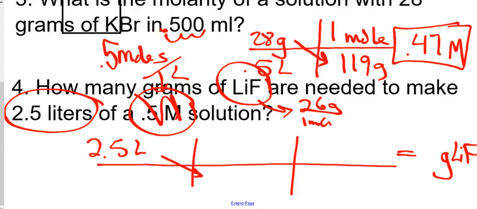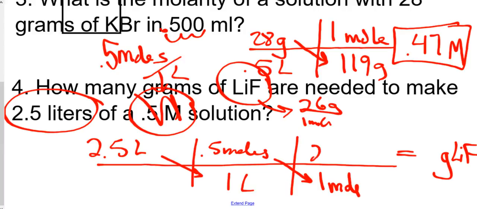What has to go down there then? Liters. What do I have with liters? 0.5 moles per 1 liter. That means what unit goes down there? 1 mole. And then I need grams, which was this one. So you take 2.5 times 0.5 times 26. 30 something? 32.5?